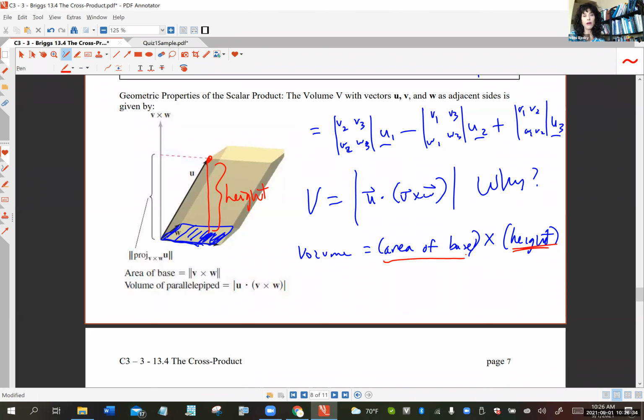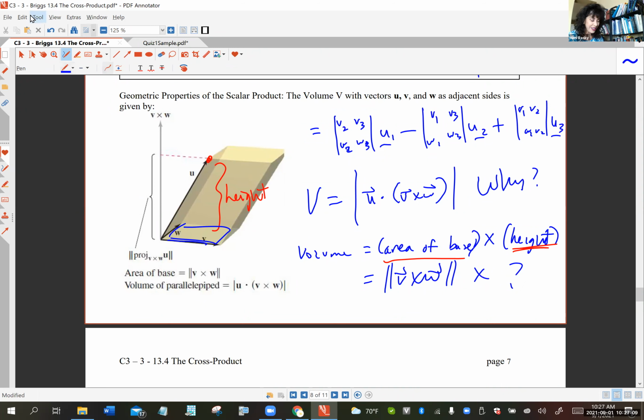Let's do the easy part of this volume first. The easy factor, and I say easy relatively, is finding the area of the base down here. Because V and W make up adjacent sides of that base, and it is a parallelogram, we learned from last time that the area of a parallelogram can be found by taking the magnitude of the cross product. So boom, there's the area of the base. Yay. Now what? Well, how do we get this height?